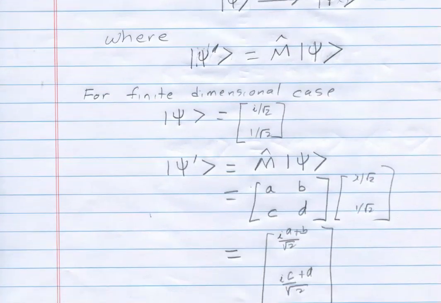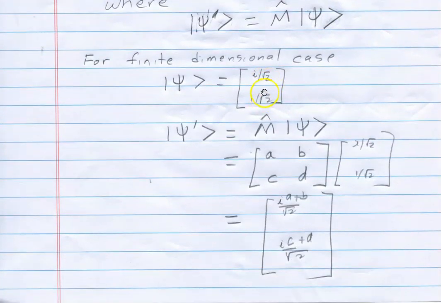For finite dimensional cases, and again, this might be a spin 1/2 system in which you just have spin up and spin down, so that's a quantum system that can be represented, and maybe a state in it is like this. Then one can transform in a linear fashion. Remember, all the operators in quantum mechanics need to be linear.